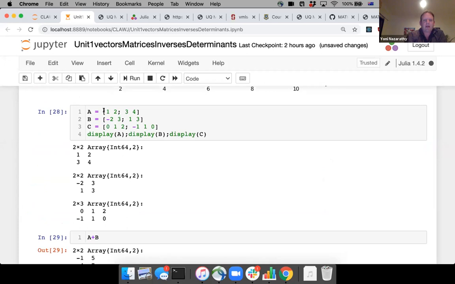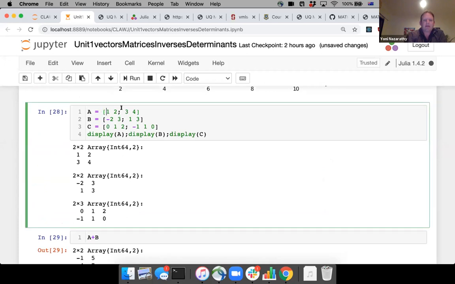All right, now this is how you input matrices, just like in MATLAB. Okay, this is a 2x2 matrix.